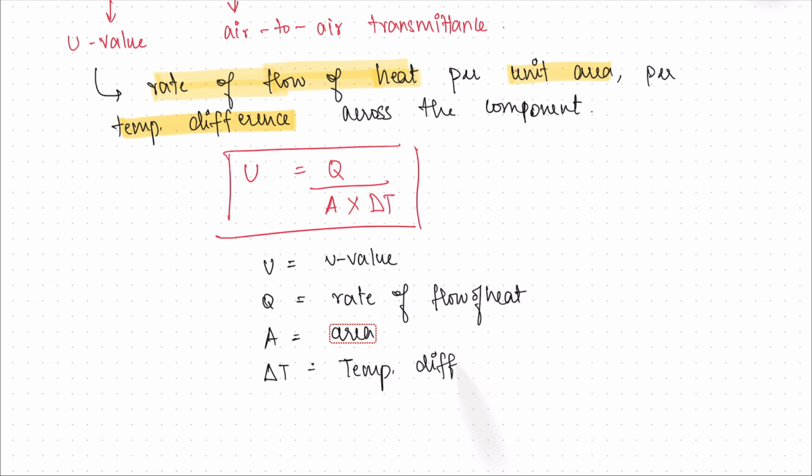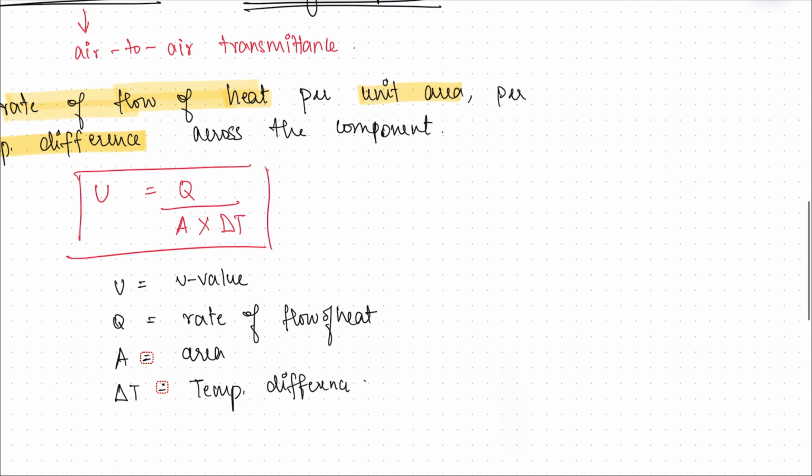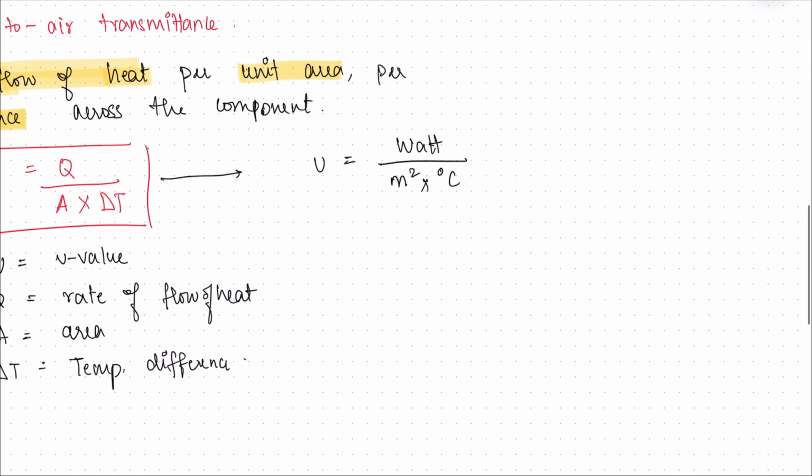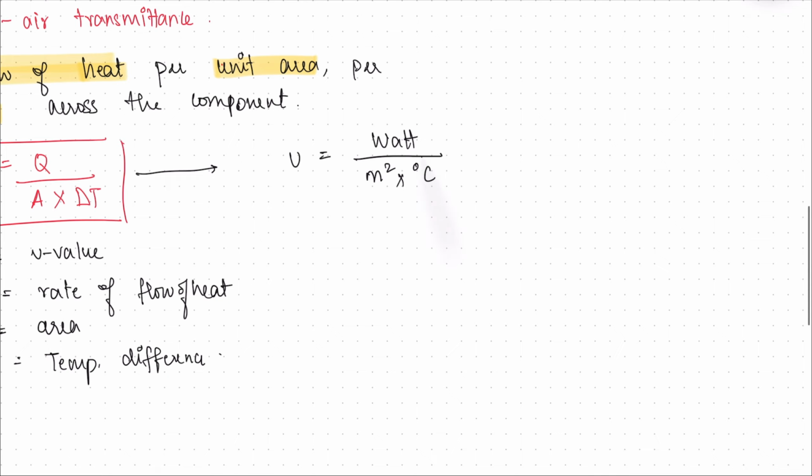And let's try to find the unit measurement of U value. So let's again try. U value is equal to rate of flow of heat. The unit is watts or joules per second. So watt divided by area, which is meter square. Delta T is degree Celsius. So your U value can be written as watt per meter square degree Celsius or watt meter inverse 2 into degree Celsius inverse 1. This is your thermal transmittance or U value.